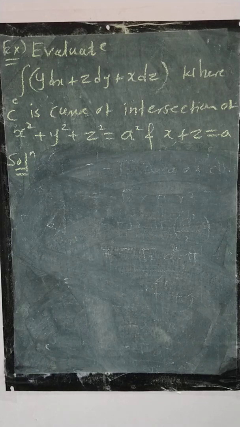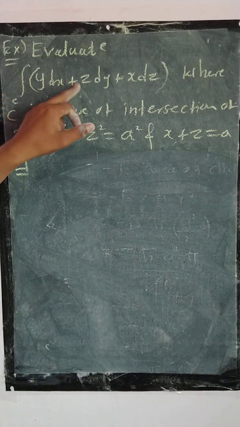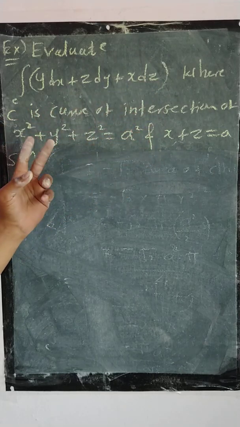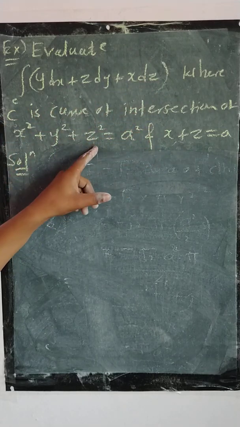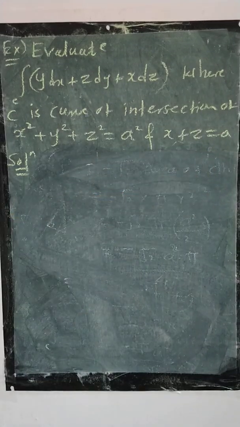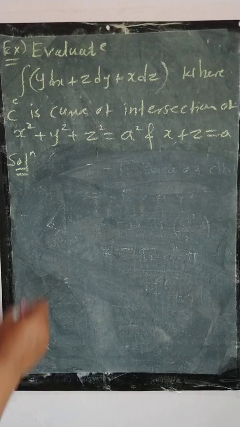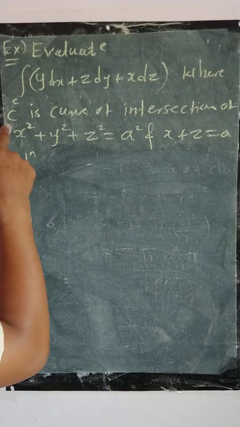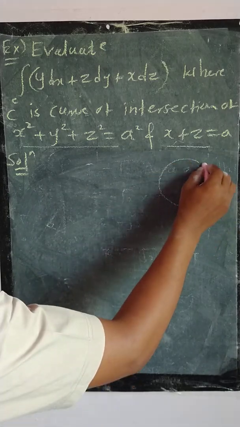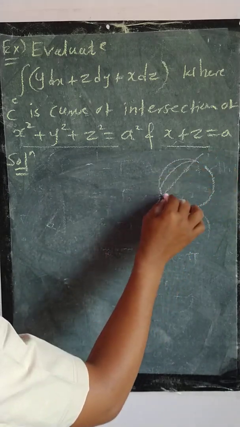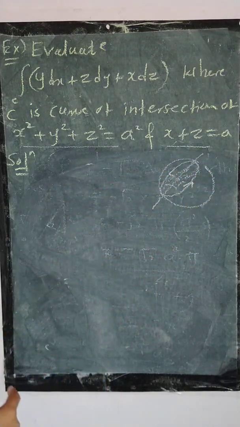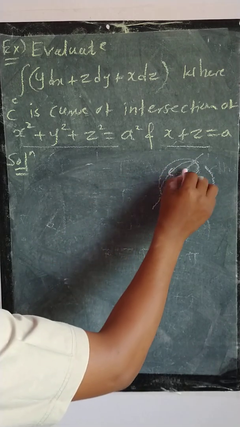Next question. Evaluate the line integral of y dx plus z dy plus x dz, where C is the curve of intersection of the sphere x squared plus y squared plus z squared equals a squared and the plane x plus z equals a. Now to evaluate this, we have the curve of intersection of a sphere and a plane. As we know, when we cut the sphere by a plane, the intersection will be a circle. So this is the curve of intersection, a circle, which bounds the open surface S.